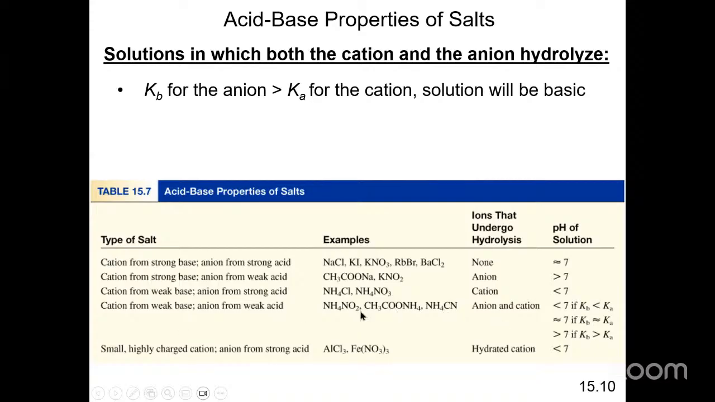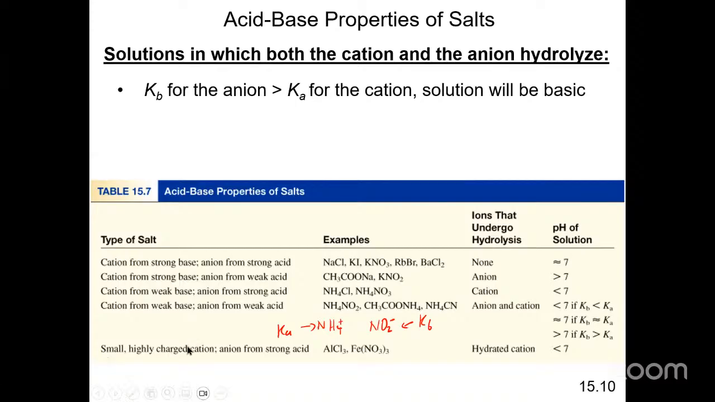So, for example, if we take ammonium nitrite, right, the ammonium part would be the acid, and the nitrite would be the basic part, right? So basically what you have to do is look at the Kb for this and look at the Ka for this, and the one that is greater will determine the resulting outcome in terms of the pH of the solution. All right, so that's basically what that is all about.